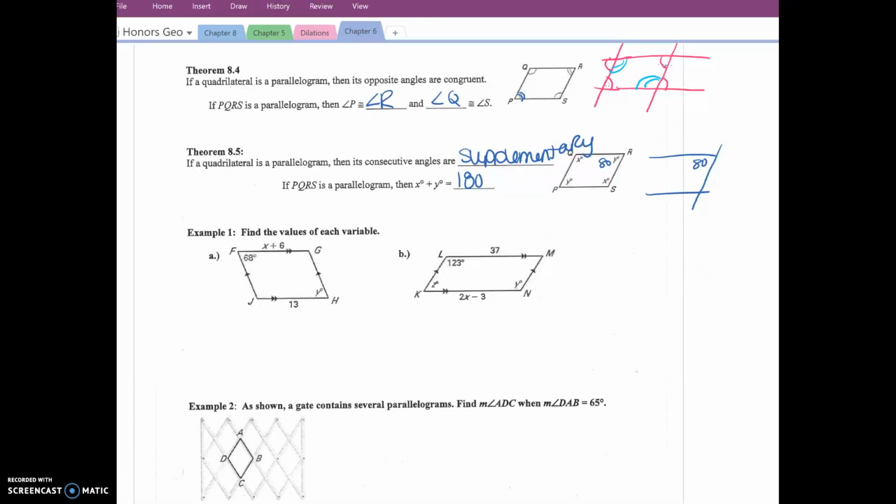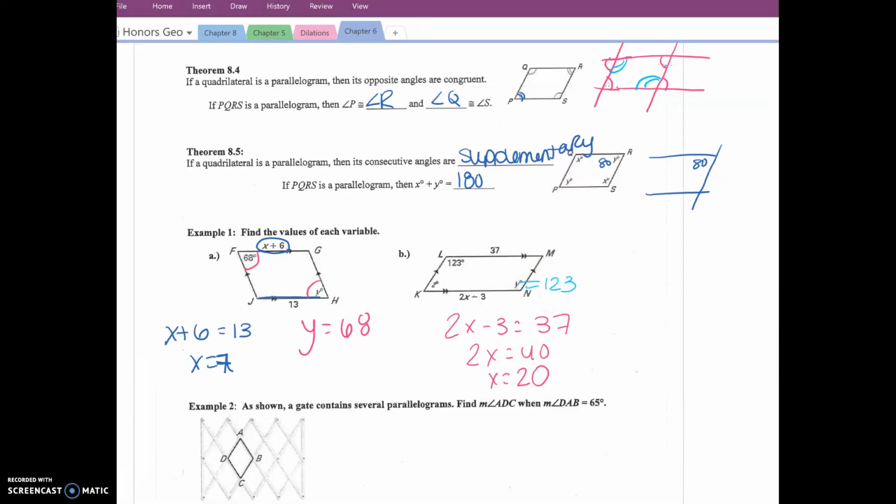In the first one, we want to find x and y. Well, x plus 6 is opposite of 13, and they're going to be congruent sides. So x equals 7. Opposite angles are congruent, so very easily y equals 68. Moving on to the next one, opposite sides equal. 2x minus 3 equals 37, which means that 2x equals 40 and x equals 20. Opposite angles are equal, so y equals 123. Consecutive angles are supplementary, so what is 180 minus 123? 57.